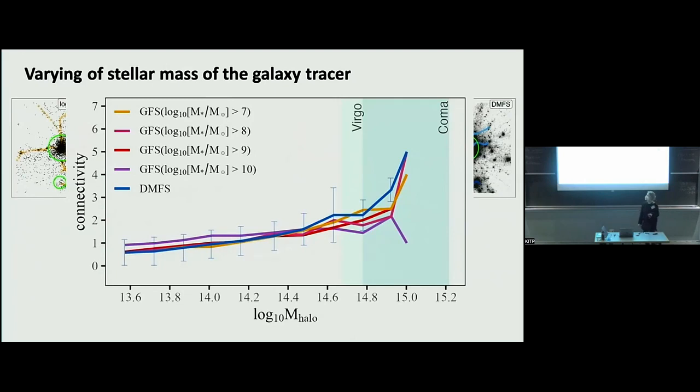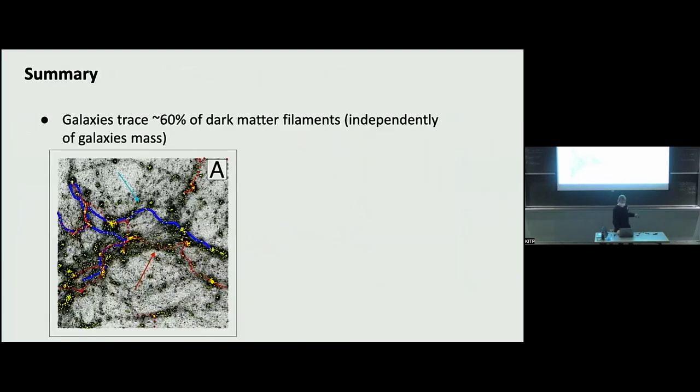So low mass galaxies can improve our understanding of how many filaments flow to the massive clusters. And this is a summary: galaxies with mass 10^9 can trace around 60% of dark matter filaments, independently of the galaxy's mass.